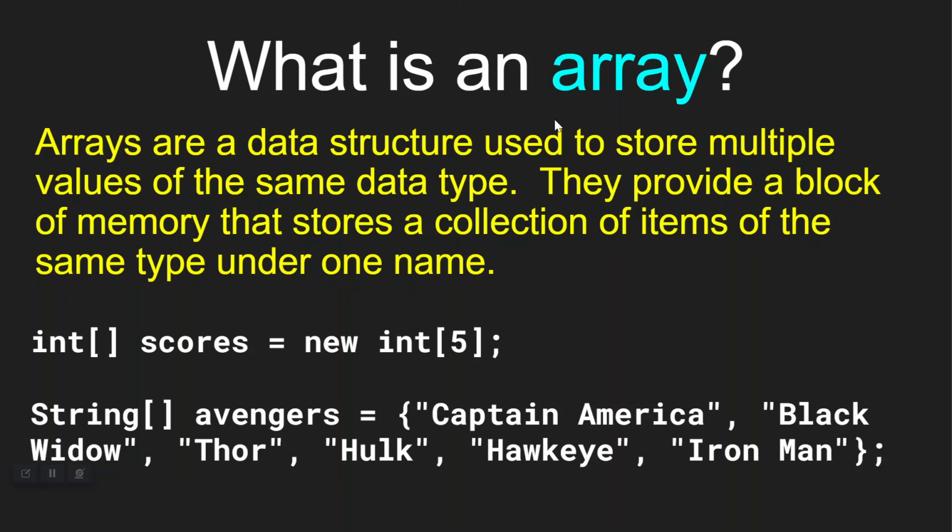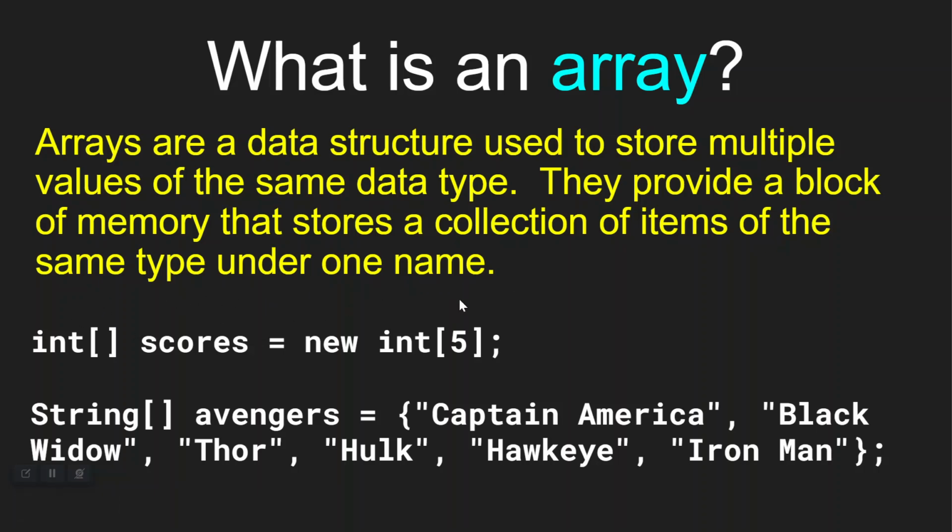So what is an array? Arrays are a data structure. Rather than a data type, we say they are a data structure because they structure different data. And it's used to store multiple values of the same data type. They provide a block of memory that stores a collection of items of the same type under one name.